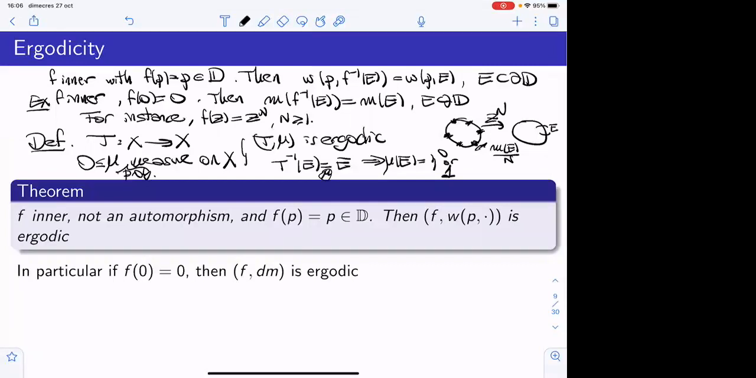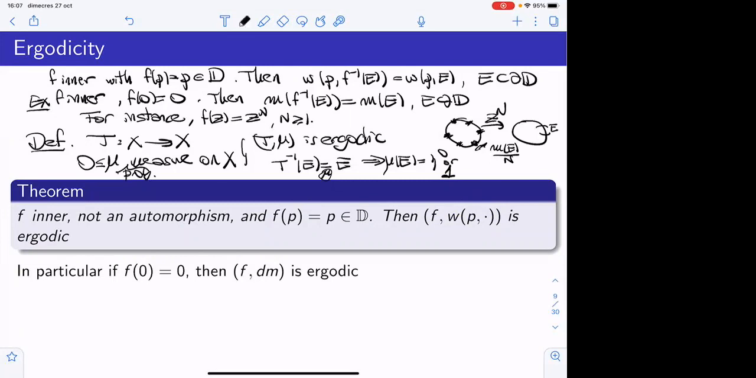Okay. So now, here is the theorem: you have an inner function, which is not an automorphism, and which has an interior fixed point. Then we already showed that harmonic measure is invariant. But in this theorem, what we're going to show is that the harmonic measure is actually ergodic. So it has this property that the only sets which are completely invariant are the trivial ones.